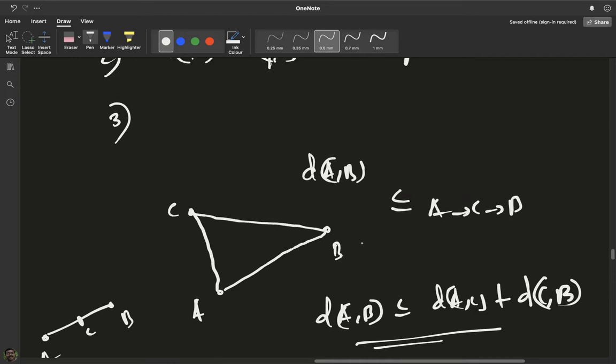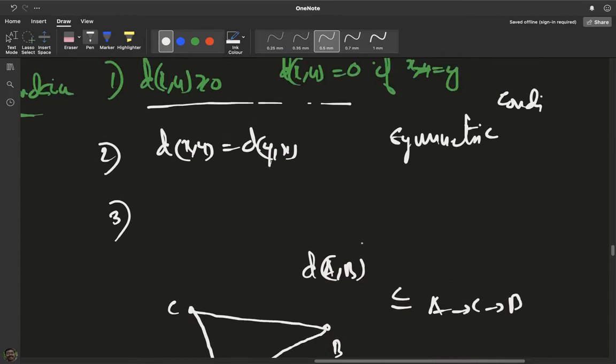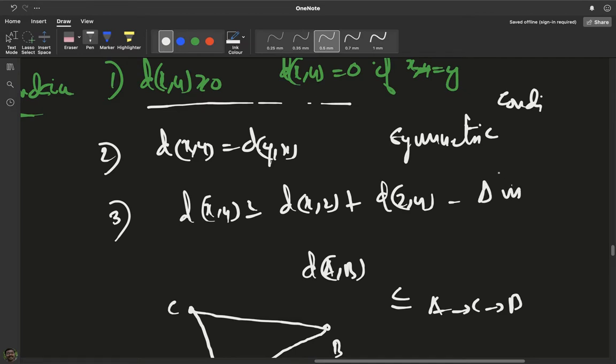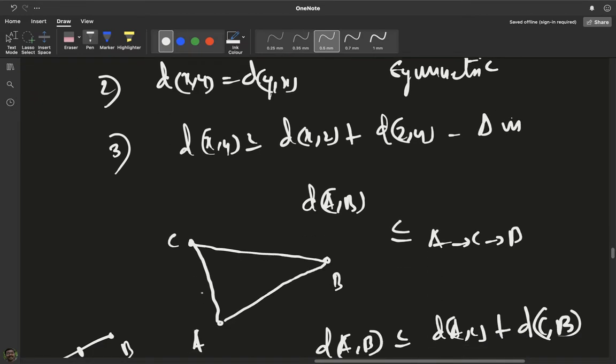So that is the third property of a general distance function: distance of x comma y is always less than or equal to distance of x comma z plus distance of z comma y. This is called the triangle inequality because you can see a triangle here. It is also a property of triangles. You know that in a triangle the length of one side is always less than or equal to the sum of the lengths of the two other sides. That is how the name triangle inequality comes.